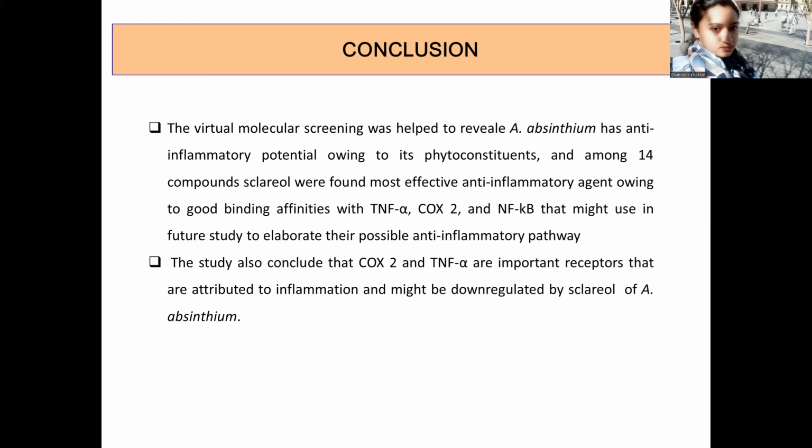The study also concluded that COX-2 and TNF alpha are important receptors that are attributed to inflammation and might be down-regulated by secretiole, which is a compound of Artemisia absinthium.